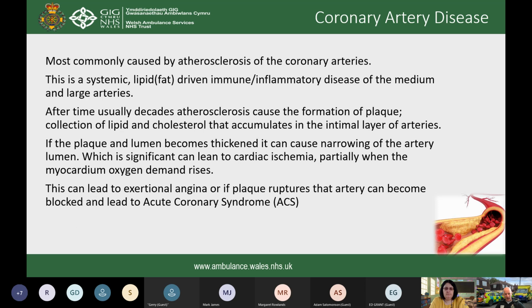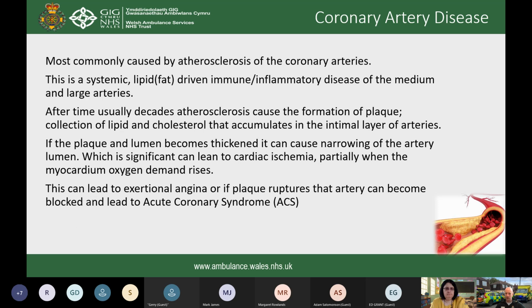So if that plaque and the lumen kind of thicken, so the lumen is that inner part of the arteries, and you get it in the arteries and in some thick veins. So if that thickens, then that narrows the artery. When we narrow the artery, that can lead to cardiac ischemia, so the kind of death or the damage to the actual muscle of the heart because of the reduced oxygen going through at high demand, when the person's got high demand.